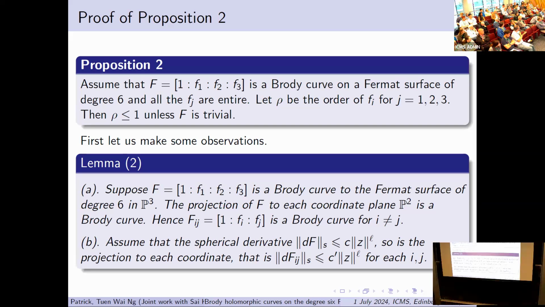In general, do you think that there are any non-trivial non-Brody solutions? Our conjecture is there are none. And we are trying to use the last part, the linear current, to do it. So hopefully we can finish.